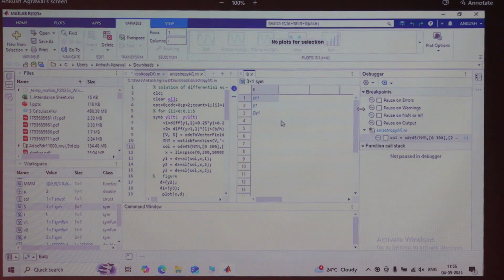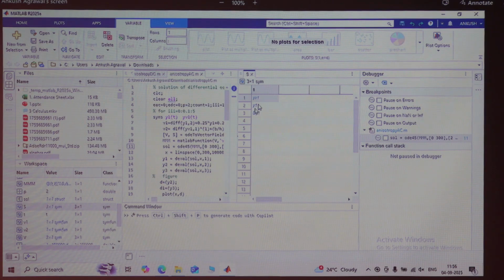So in the solution S, how is it going to see? It's like V comma S. So what are the things it is going to solve? In S you see it is a 3 into 1 symmetry. The first one is Y viscous one. What is Y viscous one? It is lambda viscous. We have already defined Y viscous one here, it is lambda viscous.